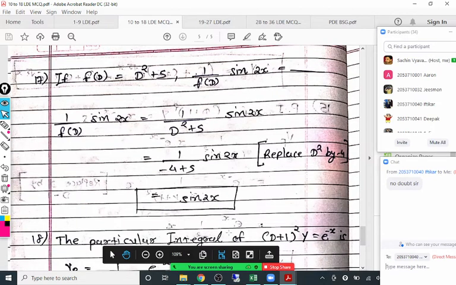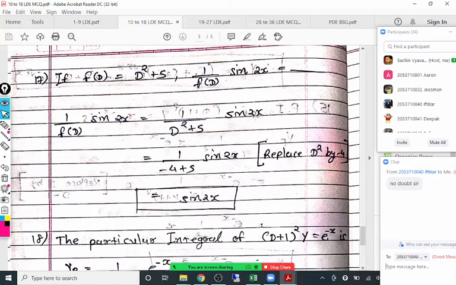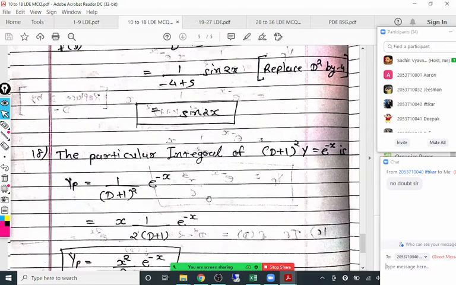17th, again yp 1 upon D square plus 5 of sine 2x. We replace D square by minus a square, so minus 4, and we get this as answer. So very simple questions are there. So these questions obviously can come in the final exam, because you can definitely do it within 1 minute. All these questions are very simple and straightforward. But the correct formula you should pick within. Okay, you should get that quickly, that correct formula.